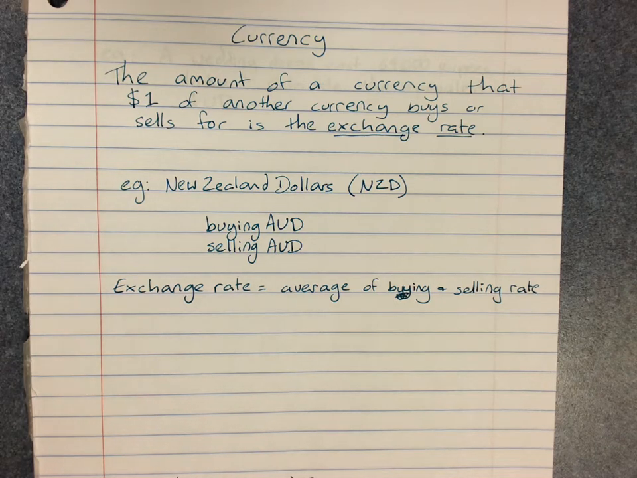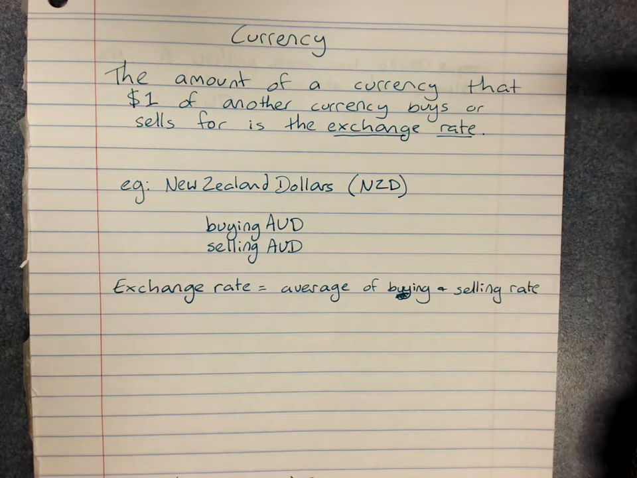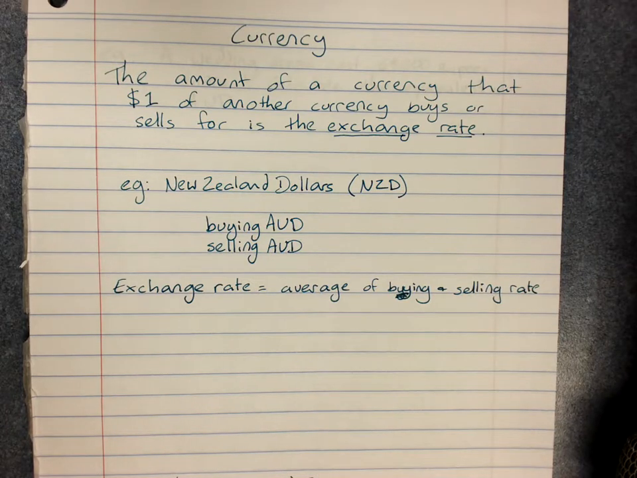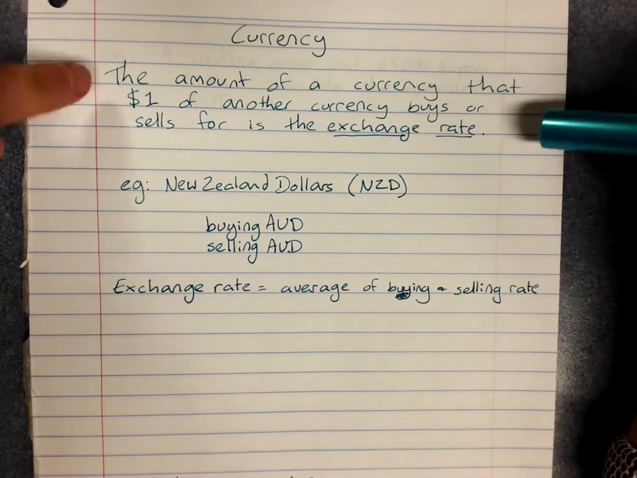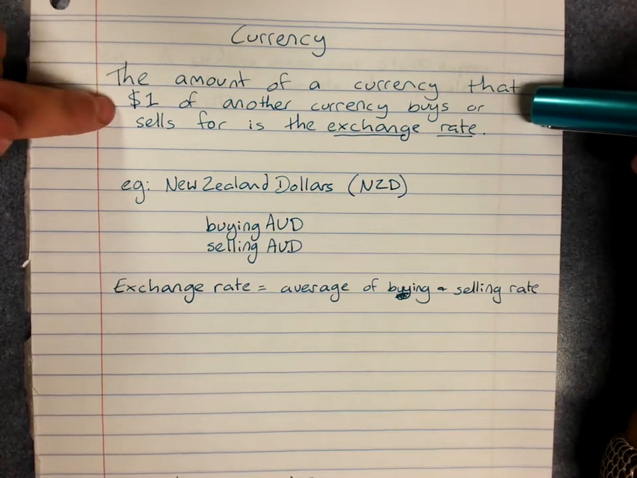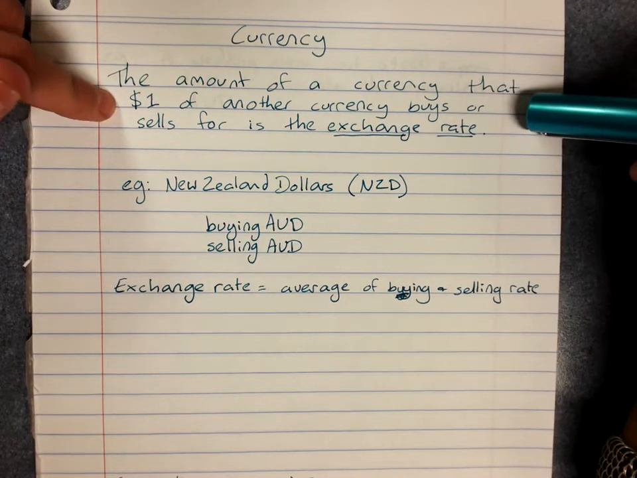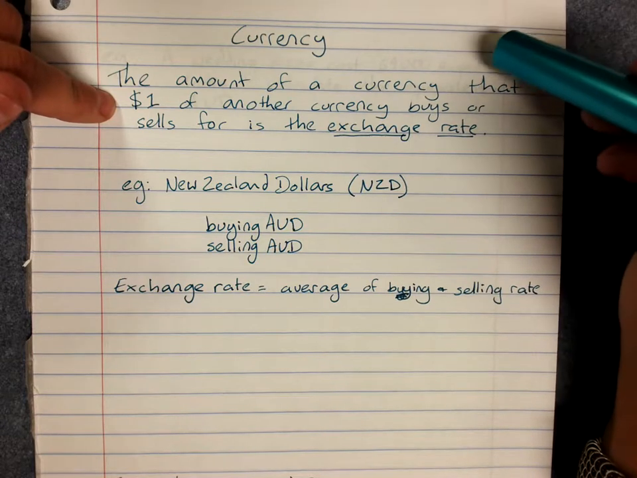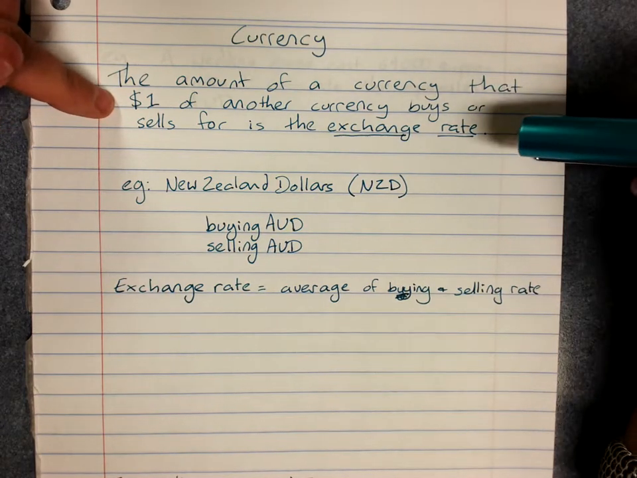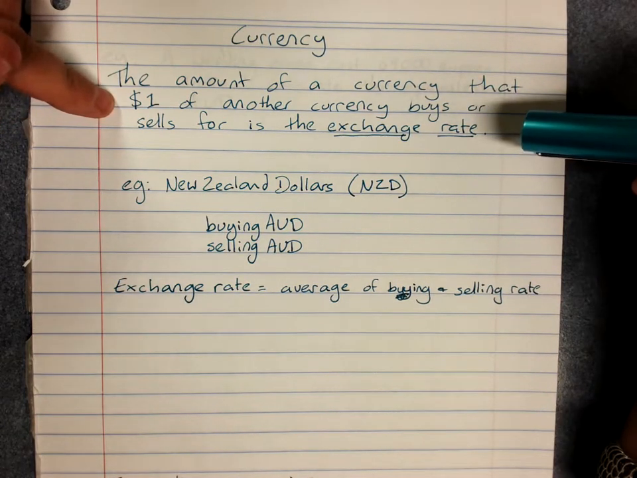Okay, so we're looking at currency and exchange rate. Different countries' money is worth different amounts. So when we exchange money, when we're travelling and we want a different currency, we're effectively buying or selling Australian dollars. The amount that one Australian dollar buys or sells for in a different currency is the exchange rate.